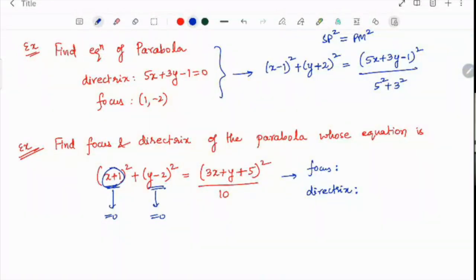When you equate this to 0, you get the x coordinate of the focus, and when you equate this to 0, you get the y coordinate of the focus. So focus would be minus 1 comma 2. Directrix: 3x plus y plus 5 is equal to 0. All right. This is the directrix expression squared.